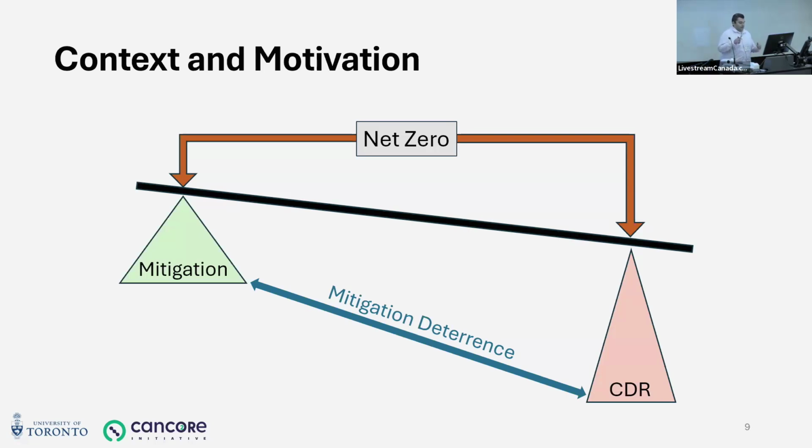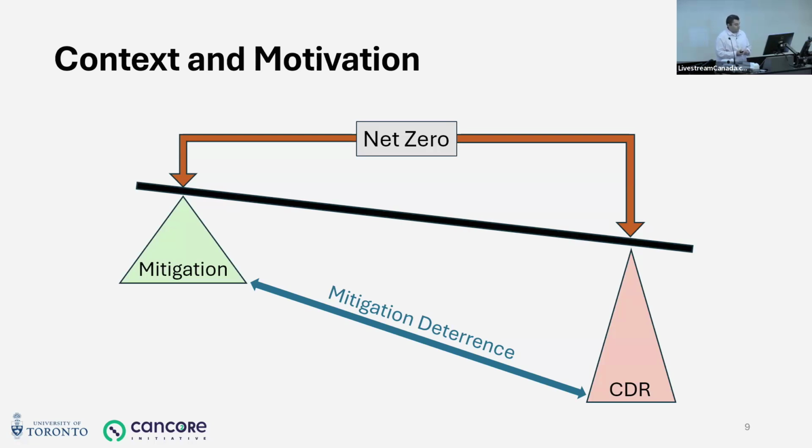However, there's growing concern that the availability of CDR could reduce the urgency to cut greenhouse gases right now, a phenomenon that's known as mitigation deterrence. Essentially, actors might rely on future carbon removal instead of pursuing more ambitious mitigation right now. The Paris temperature targets require both deep emissions cuts and CDR deployment for residuals.